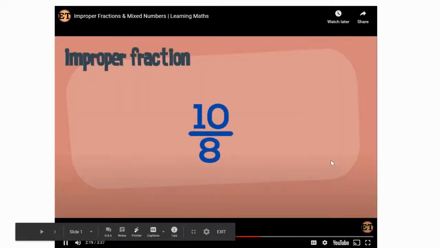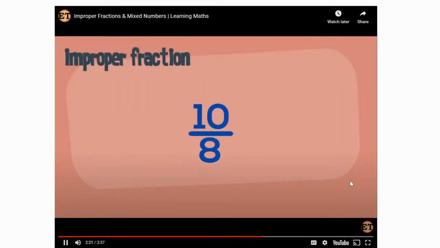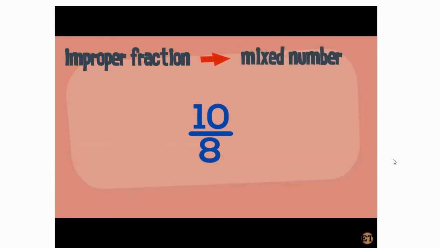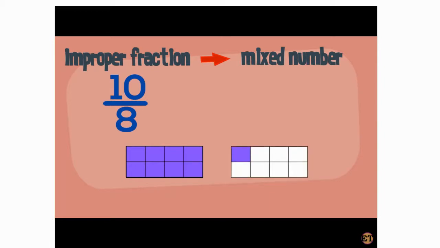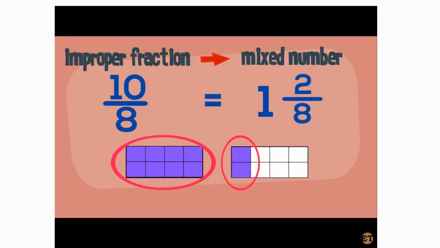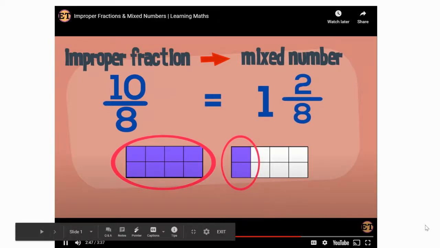Here's another improper fraction. Let's convert this improper fraction to a mixed number. We are working with eighths. Our fraction has 10 of them. 1/8, 2/8, 3/8, 4/8, 5/8, 6/8, 7/8, 8/8. 8/8 is 1 whole. 9/8, 10/8. There is 1 whole and 2/8. The mixed number is 1 2/8.